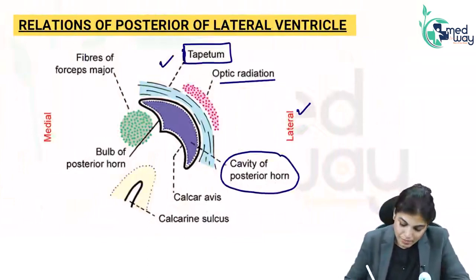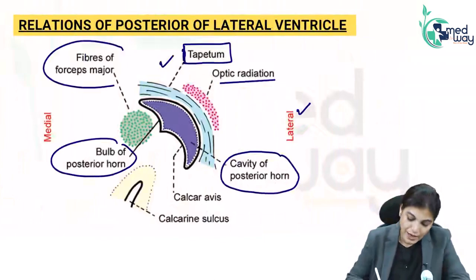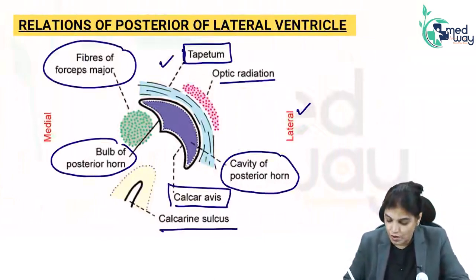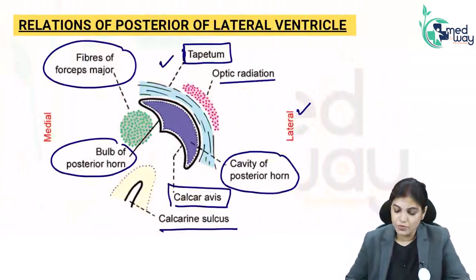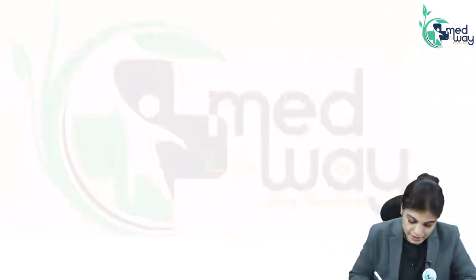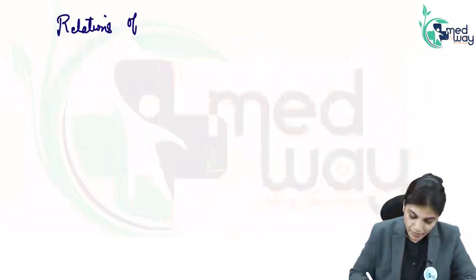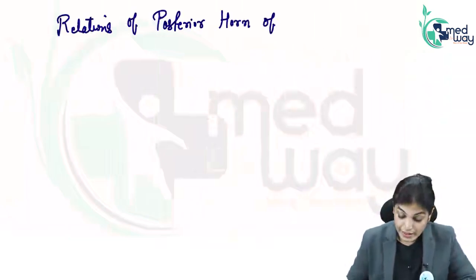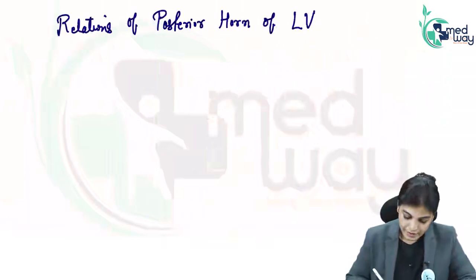One is the bulb of the posterior horn, which is formed by the fibers of forceps major, and the other is calcar avis, which is formed by the indentation of the calcarine sulcus. The calcarine sulcus is a deep or complete sulcus. So write down the relations of the posterior horn of the lateral ventricle.